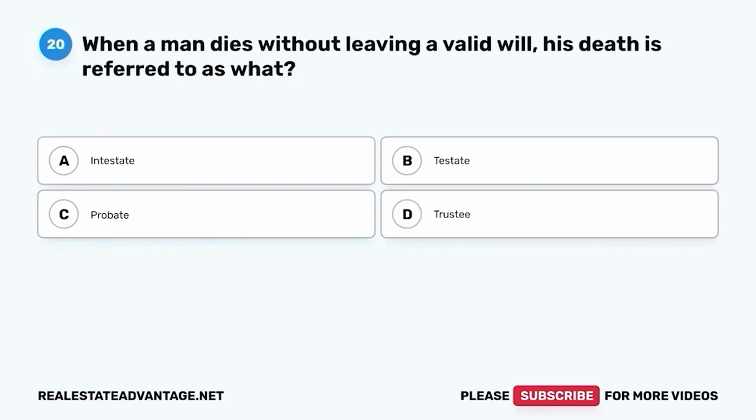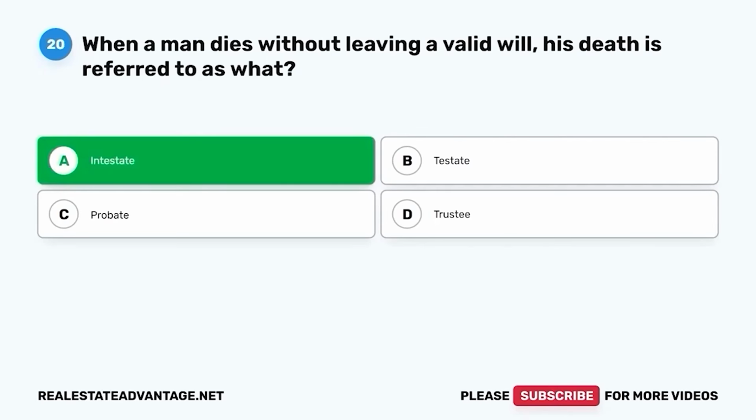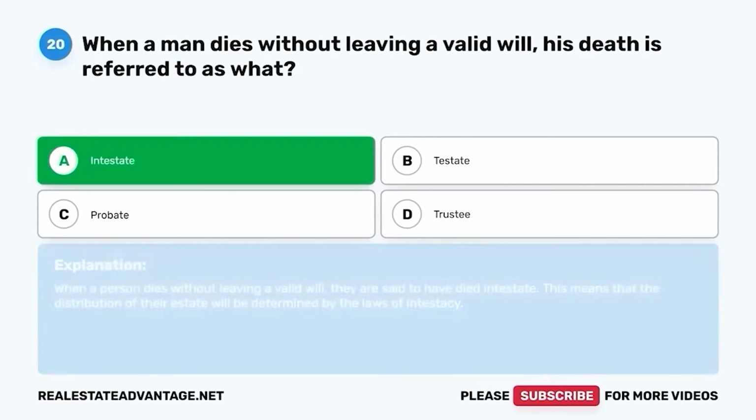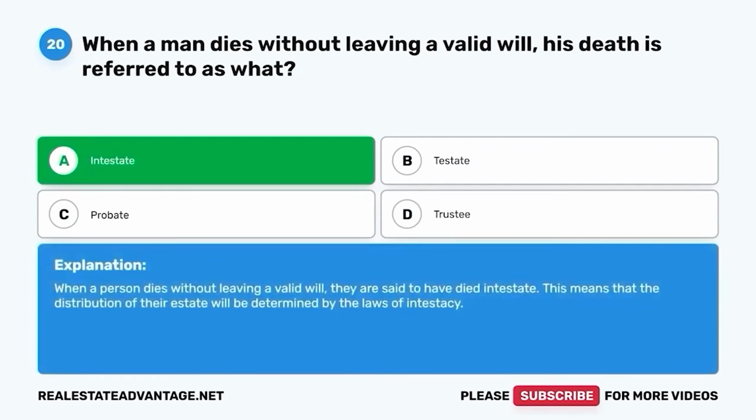Question 20. When a man dies without leaving a valid will, his death is referred to as what? A. Intestate. B. Testate. C. Probate. D. Trustee. The correct answer is A. Intestate. When a person dies without leaving a valid will, they are said to have died intestate. This means that the distribution of their estate will be determined by the laws of intestacy.